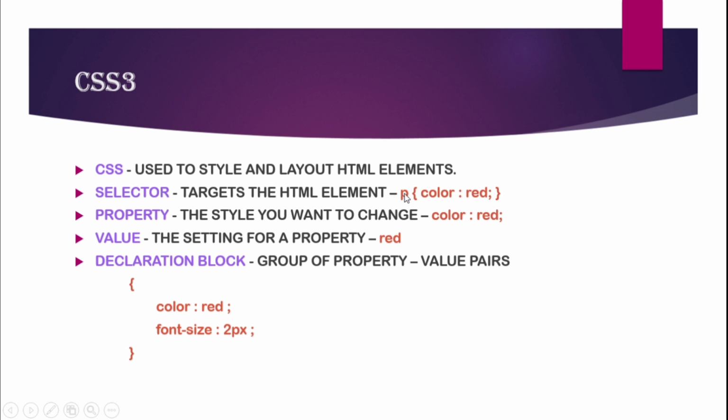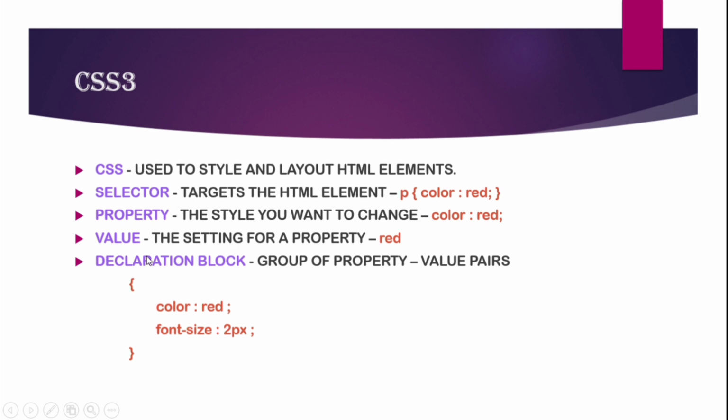Then we have the property. So property is nothing but the style that you want to change. Here I want to change the color of the paragraph tag, right? So this color is nothing but the property. Then we have the value. So what is that value? The setting for a property. Property is what we want to change, the color of the paragraph element. And what is the value that we are adding here? The value is red. So this red color we want to add to the paragraph element, which is the value to the property, and property is added to the selector. You can see how they are interlinked.